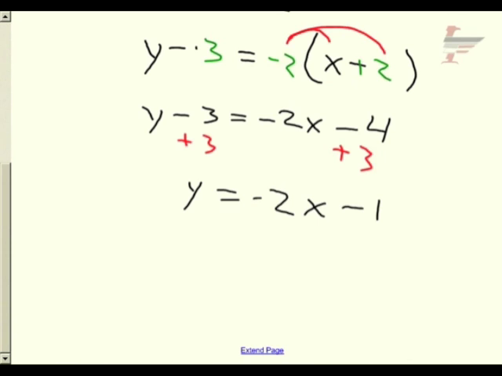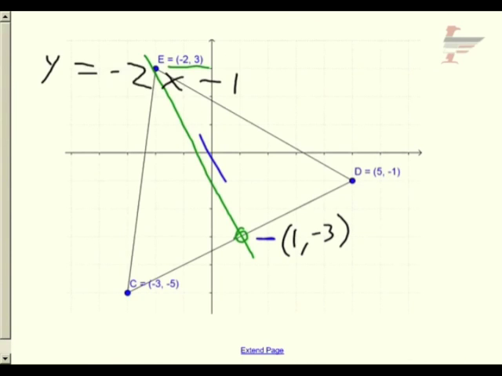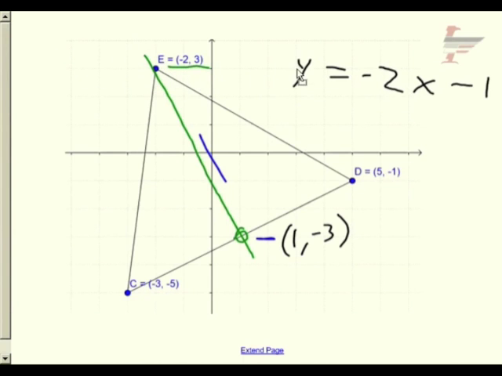So we can check our work. Y equals -2x minus 1. And we want to graph that. Y equals -2x minus 1. So the y-intercept is -1, and the slope is down 2 over 1. All right, so that is the equation of the median through point E.